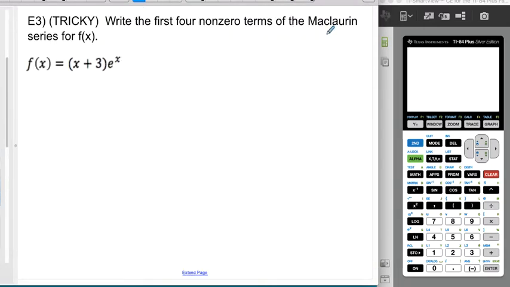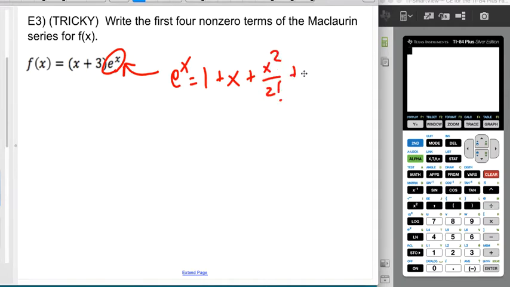All right, so let's do a tricky one. This is hard. We're going to write the first 4 non-zero terms of the Maclaurin series for f of x. So again, this you want to have memorized. You want your brain to say, oh, hey, e to the x, I know that you are a 1 plus an x squared over 2 factorial plus an x to the third over 3 factorial, and so on. Notice they didn't ask me for the general term, just the first 4 non-zero.